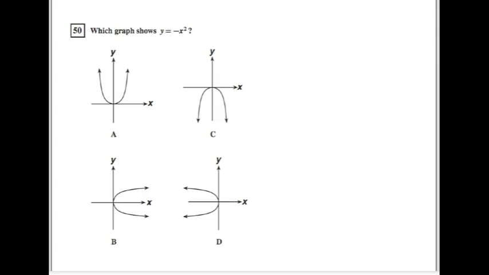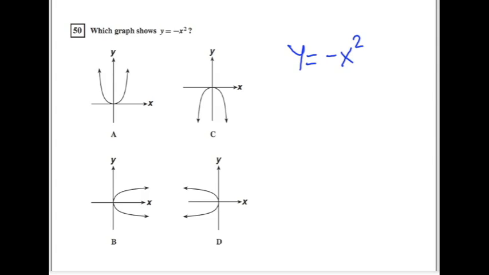All right, last one for this one. It says, which graph shows y equals negative x squared? So remember, when we talked about parabolas, which all these here are, the reason you get a parabola is because you use a square. That's what forms a parabola, because if you have a negative number times a negative number, it's always positive, so you'll never have any negative numbers that are part of y.